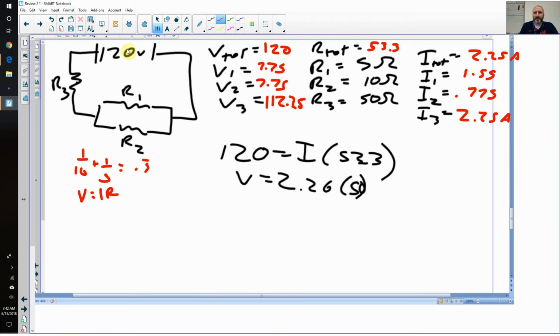You're running out of the battery, going through this resistor, losing 112.25 volts. Then you go through this resistor and lose the other 7 3/4, or you go through this resistor and lose the other 7 3/4.